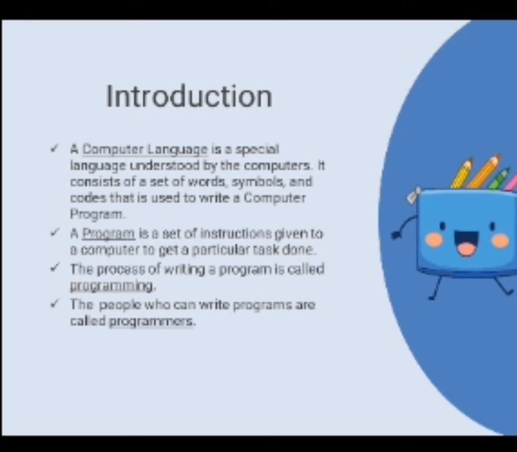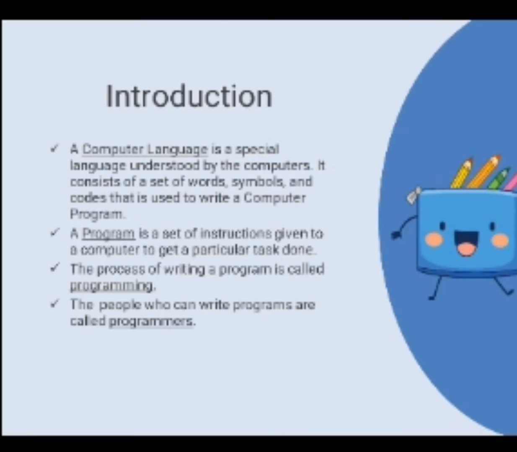So to communicate with the computer and give instructions to it, we need to use some language. Computer understands some special languages which are called computer languages. If we talk about the definition, a computer language is a special language understood by a computer. It consists of a set of words, symbols, and codes that is used to write computer programs.